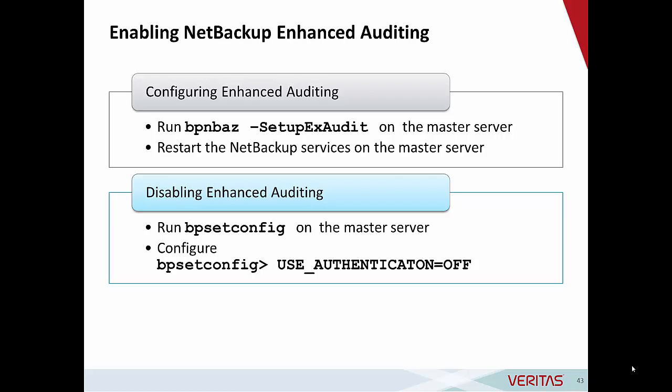Although auditing is enabled by default, enhanced auditing is not. As there's an extra step here to configure that, we use the bp-nbaz command to enable enhanced auditing. We run that command on the master server, and then we restart the services. Typically, this is a one-time action. I just turn enhanced auditing on and probably leave it on forever. If I ever wanted to disable enhanced auditing, I could do that using the bp-setconfig command to add use authentication equals off to either the bp.conf file on Unix or the registry on Windows.